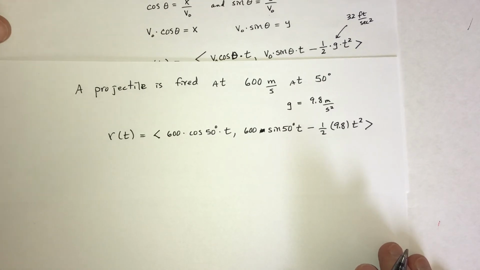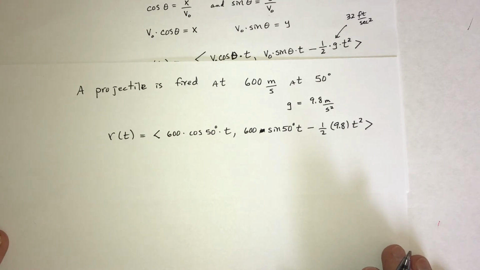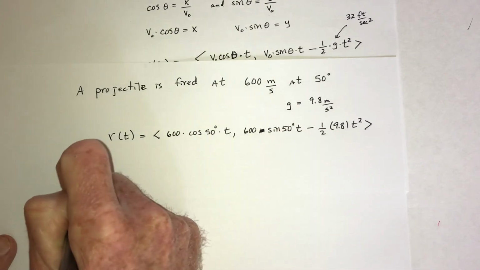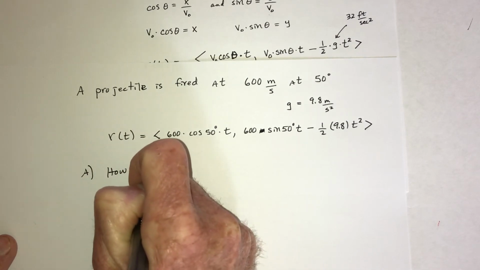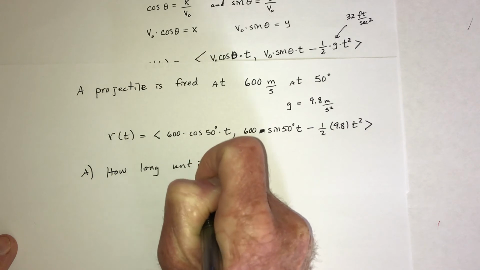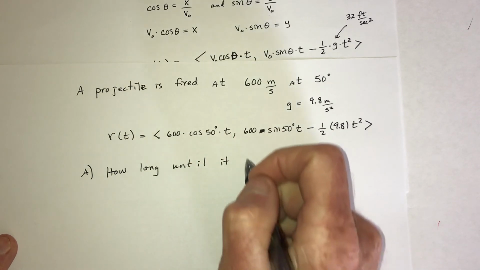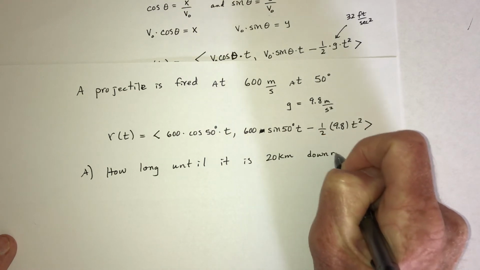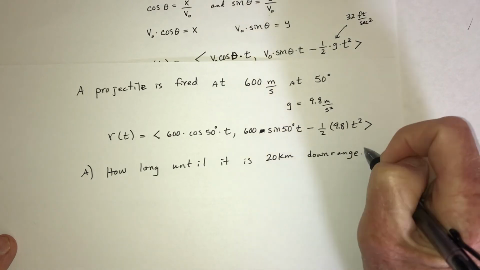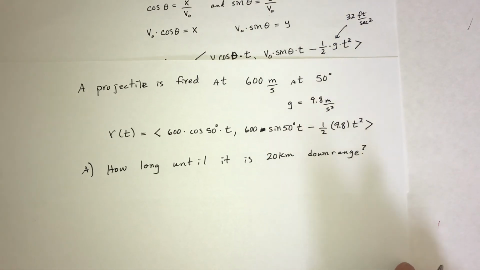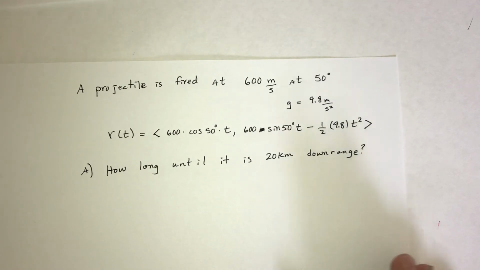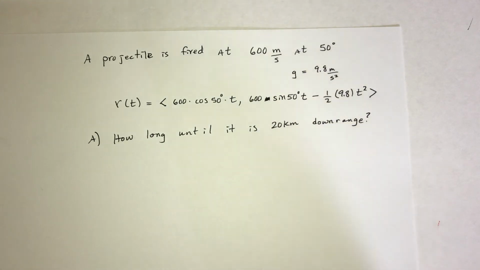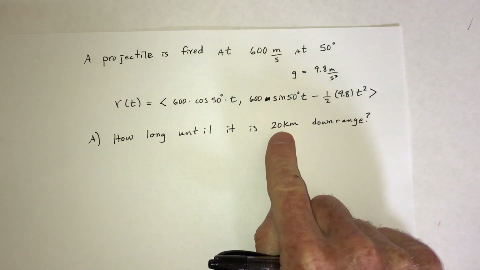And then there's quite a few things that could be asked. Part A. How long until the particle is 20 kilometers downrange? So in other words, this is a big gun. This is not like a little BB gun or even a little cannon that they might have at the Civil War. This is like a big gun because they're talking about 20 kilometers downrange. Okay, anyway.